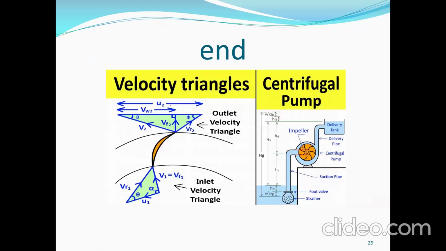So okay, this is the end of this topic. Those are the velocity triangles for the turbine and the pump. Okay, thank you very much.